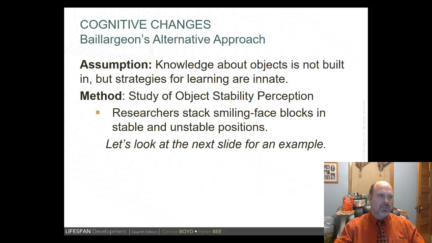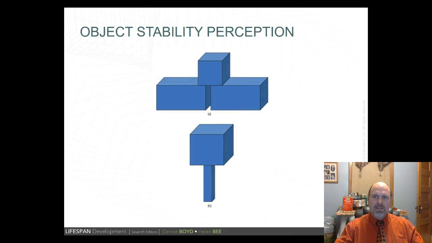Now, Baillargeon's alternative approach, her assumption was knowledge about objects is not built in, but strategies for learning are innate. And so she used stacking smiling face blocks in stable and unstable positions. Let's take a look at this slide here. Renée Baillargeon's research suggests that 5-month-old infants realize that the cube in figure 5.2a is more stable than the one in 5.2b. So babies can start seeing this, and they're wondering, is this innate?